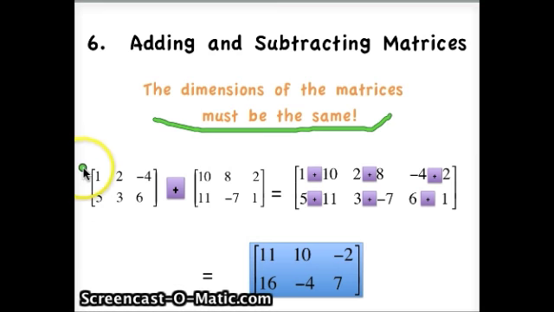So when you're adding and subtracting matrices, you want to make sure that the dimensions are the same. So we look at these, we have 1, 2 rows and 1, 2, 3 columns, so this is a 2 by 3.